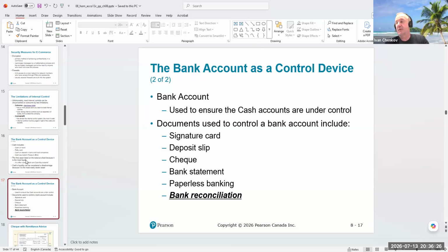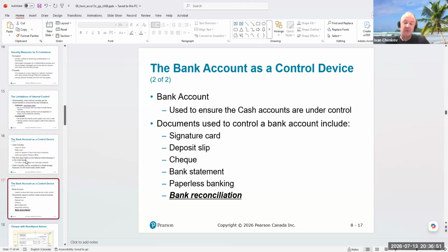Checks. A check is the one that you're going to receive either by mail or by hand. The bank statement is the one that goes directly from the bank. And you can even run paperless banking. The bank loves that one. And when you set up the account, most likely you are already set up for paperless banking.